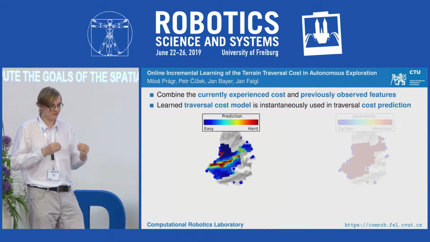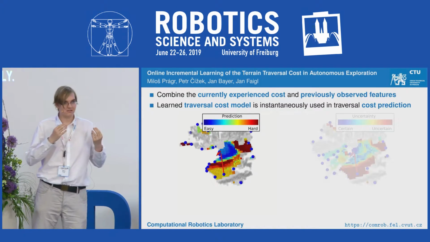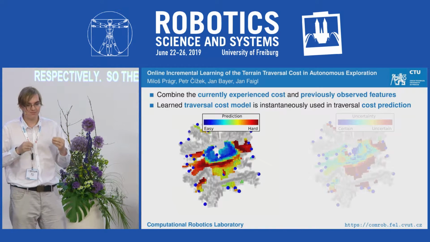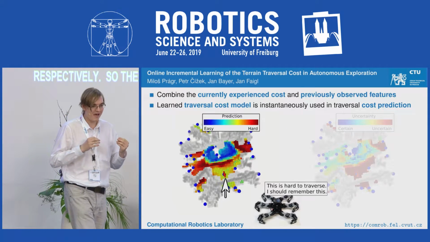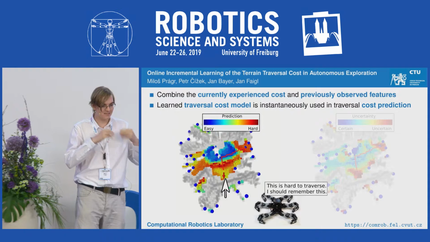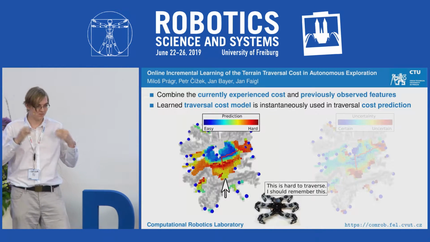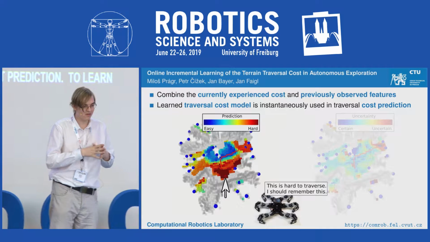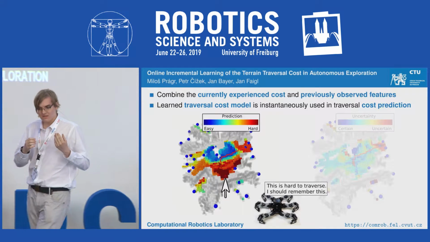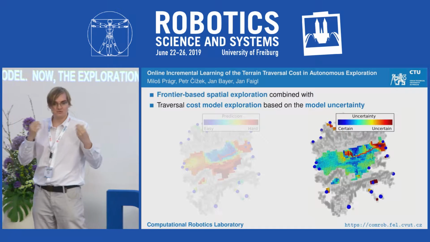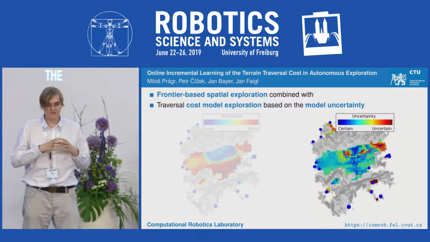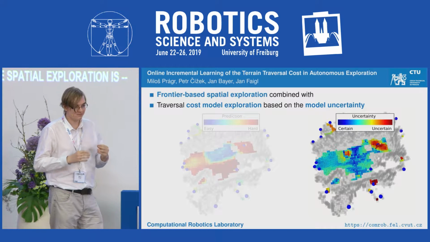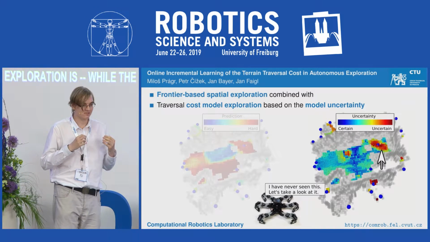So the traversal cost model is learned incrementally by the robot while walking through the environment. The robot basically pairs up the experienced traversal cost and the terrain description in its respective areas to learn the model. Now, about the exploration. The spatial exploration is basically a traditional frontier-based exploration, while the traversal cost model exploration navigates the robots towards the areas of the greatest traversal cost model uncertainty.